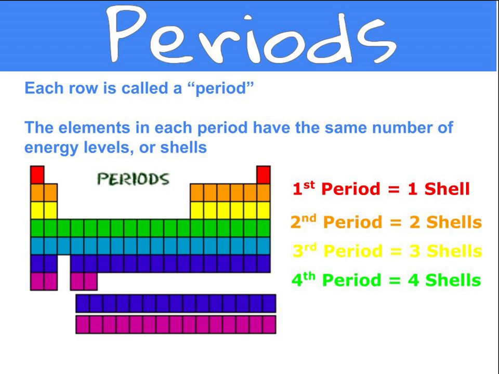Periods correspond to the energy levels occupied by electrons. Elements in period 1 have electrons in only one energy level, whereas elements in period 2 have electrons in two energy levels. Elements in period 3 have electrons in three energy levels, and so on.